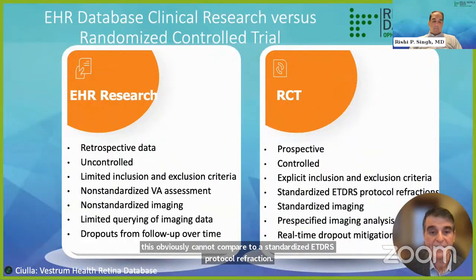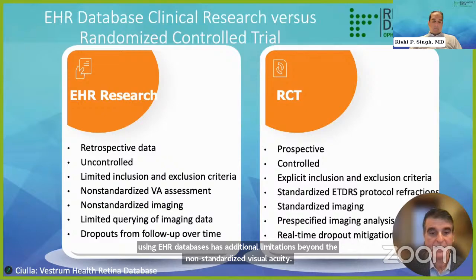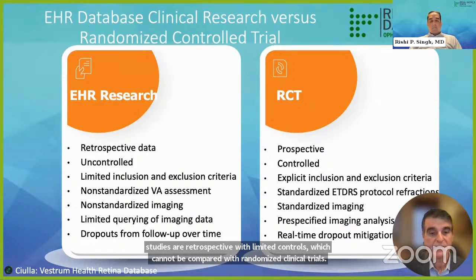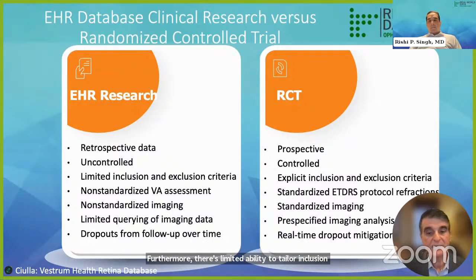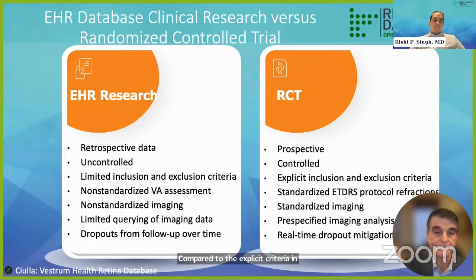Importantly, I want to point out that clinical research using EHR databases has additional limitations beyond the non-standardized visual acuity. These studies are retrospective with limited controls, which cannot be compared with randomized clinical trials. Furthermore, there's limited ability to tailor inclusion and exclusion criteria compared to the explicit criteria in randomized clinical trials.